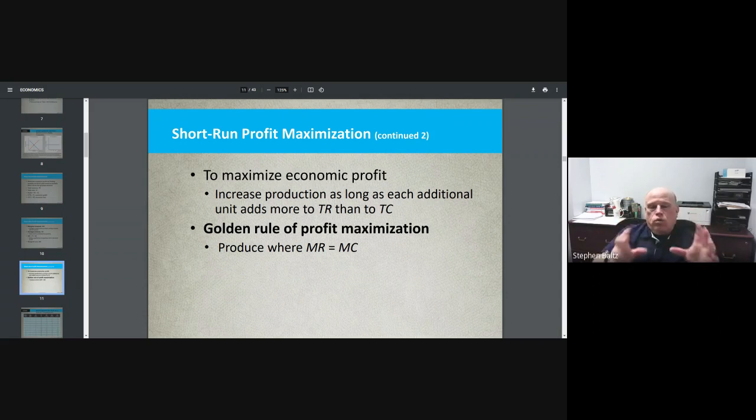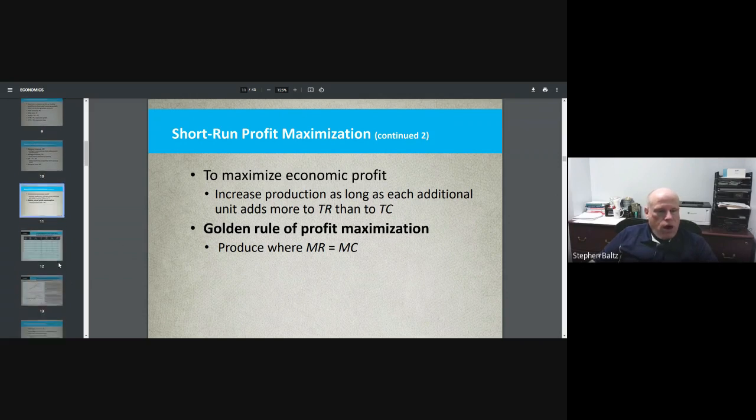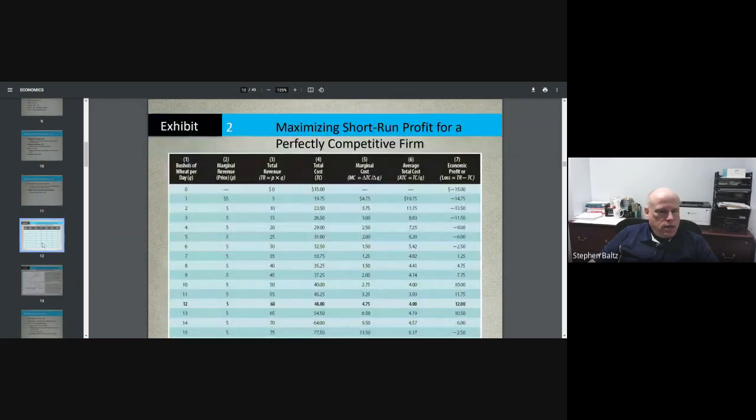Now, that golden rule of profit maximization, make sure you study that, because it applies, again, not only to perfect competition, but it also applies to monopoly, to oligopoly, and monopolistic competition market structures. That's why it's called the golden rule, because it applies to every firm, all market structures. Okay? All right.